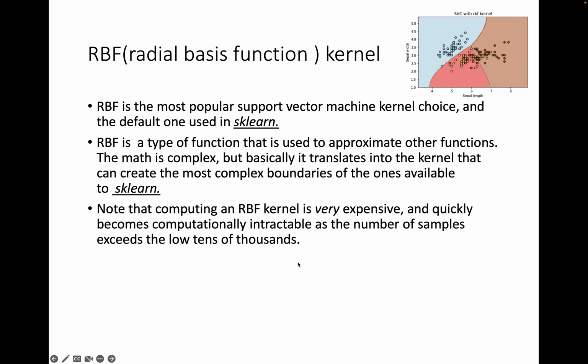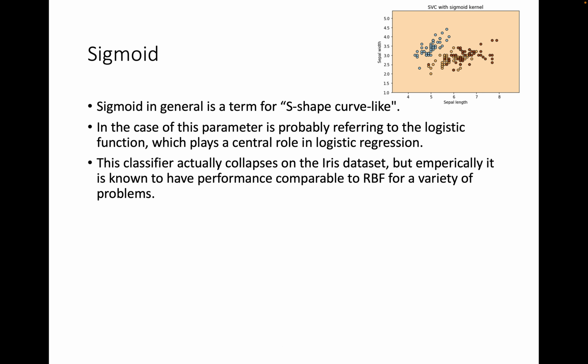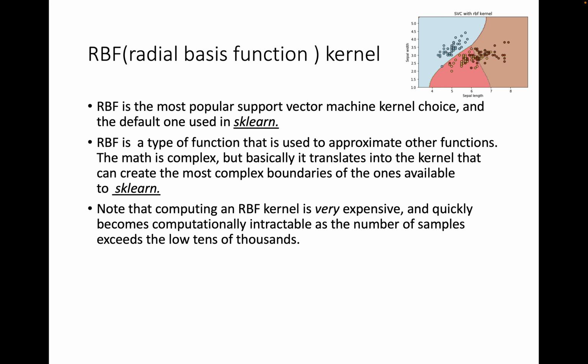And it quickly becomes computationally intractable as the number of samples exceeds the low tens of thousands. Intractable means you cannot track it, as the number of samples exceeds the low tens of thousands. Once it goes above 10,000, it very quickly becomes very difficult to interact with the data and with the samples. That is radial basis function. In sklearn it uses complex math and is very expensive to compute, exceeding low tens of thousands, meaning above 10,000.